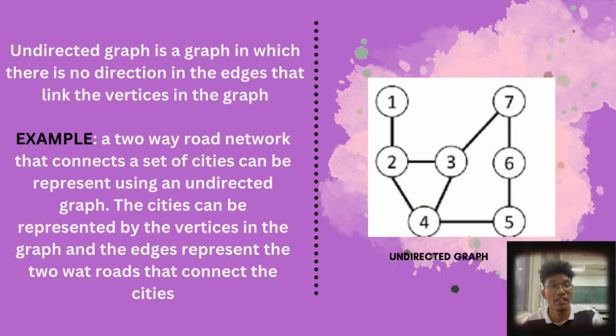Next is the undirected graph. An undirected graph has no direction in the edges that link the vertices in the graph. For example, a two-way road network that connects a set of cities can be represented by an undirected graph. The cities can be represented by vertices, and the edges represent the two-way roads that connect the cities.